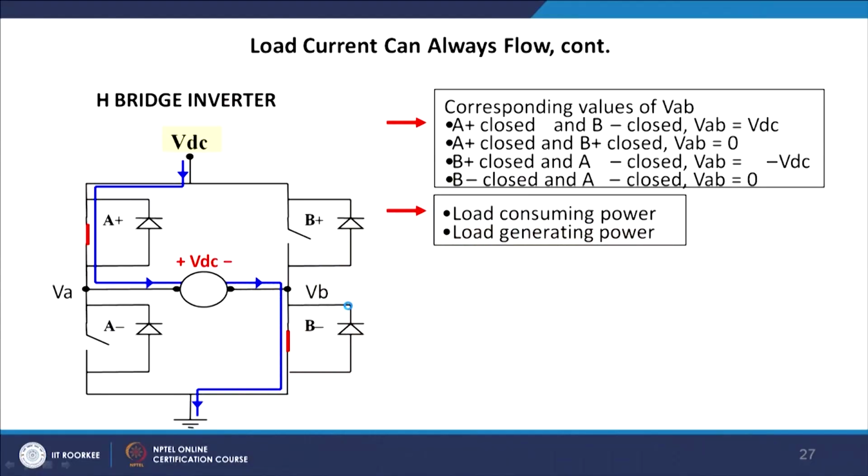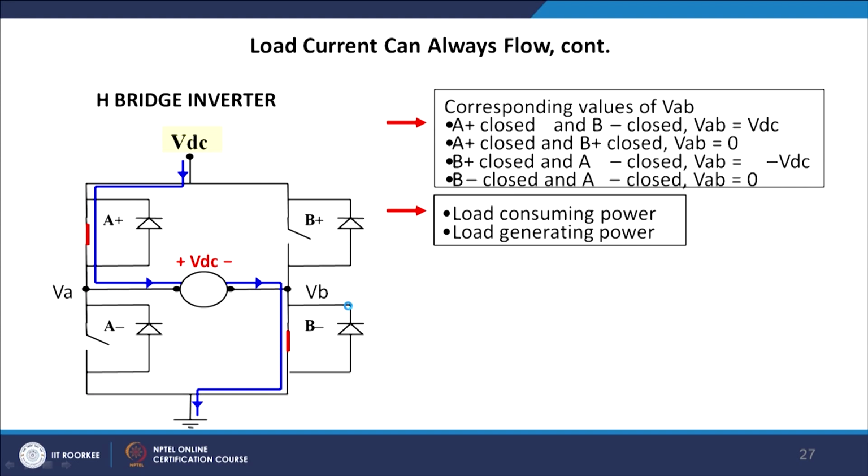So, when plus A closes and plus B closes, you get VAB. When plus A closes, plus B closes, you get 0. When plus B closes, plus A closes, you get minus VDC. When both these are closed, you also get 0. So, this is the operation of it, where the load is generating power, and previously in this configuration we assumed that the load is consuming power, because we have considered a highly inductive load. So, practical real power loss in this system is negligible.